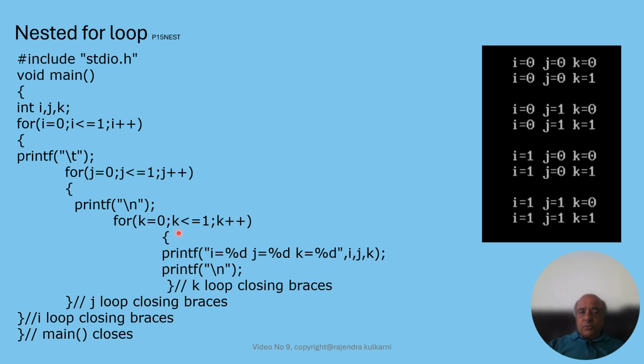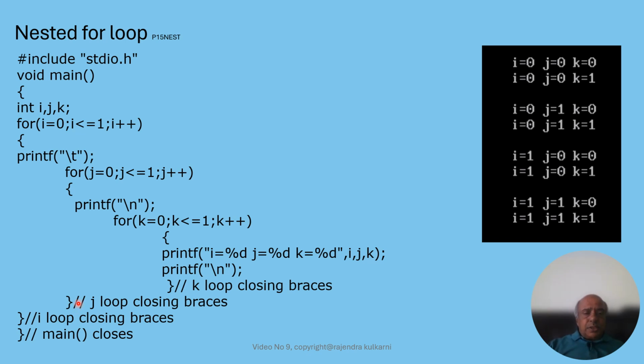For k equal to 0, when the program reaches the closing brace of the loop, it will go back again, increment k by 1 and execute printf i is equal to %d, j is equal to %d, k is equal to %d with i, j, k. When k becomes more than 1, the loop terminates and the program control comes out of this closing brace. It reaches this closing brace of the j loop.